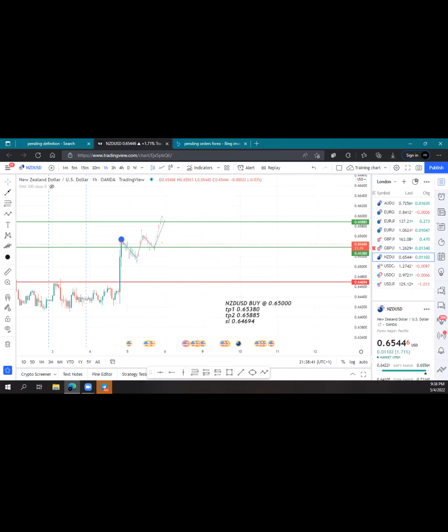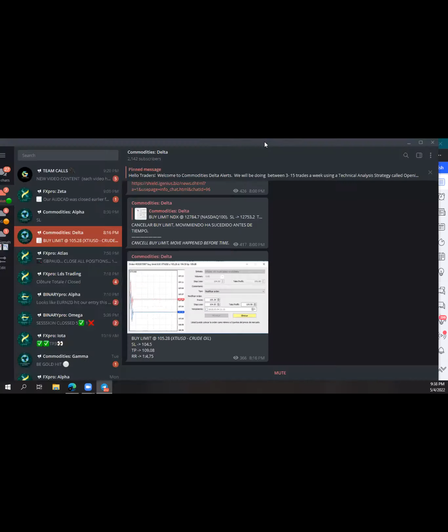So I'm trying to look for a trade idea. Let me share screen, and I want you guys to see this. Can you guys see this trade signal that was dropped? I think it was dropped 8:16 p.m. Can you guys see my screen? 8:16 p.m. All right, so look at this trade idea.